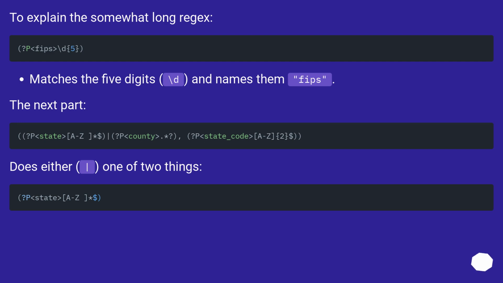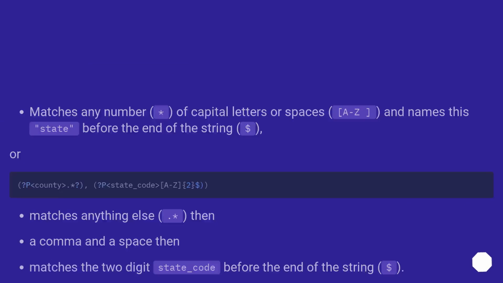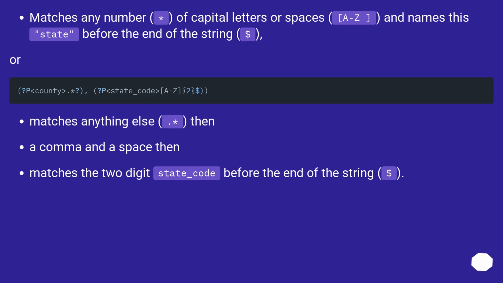To explain the somewhat long regex. It matches the 5 digits, \d, and names them fips. The next part does either, vertical bar, one of two things. It matches any number of capital letters or spaces, A-Z, and names this state before the end of the string, $.